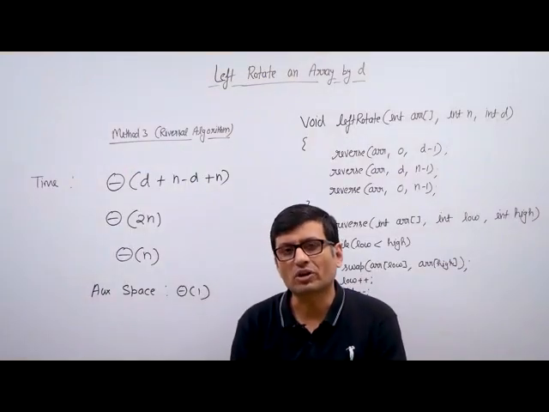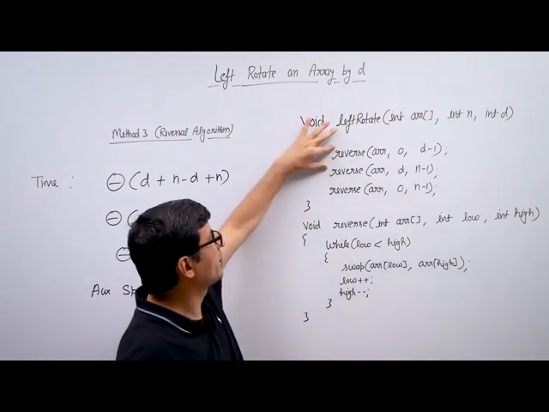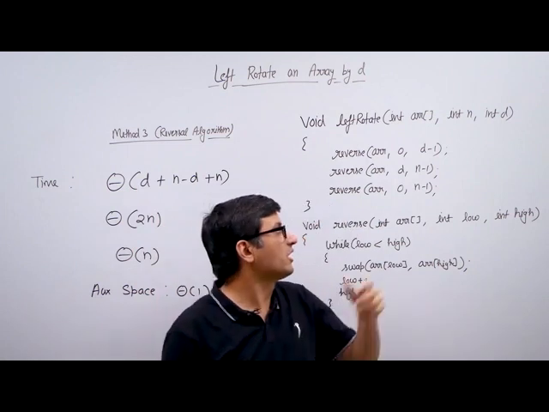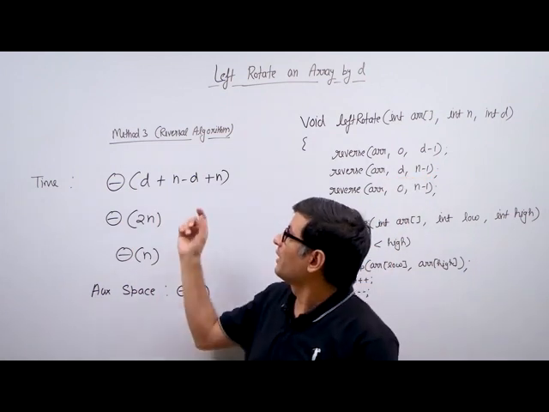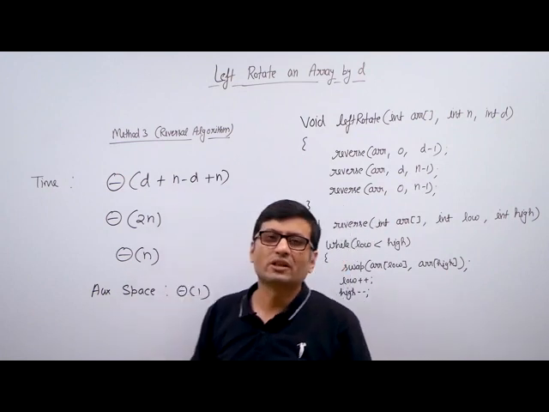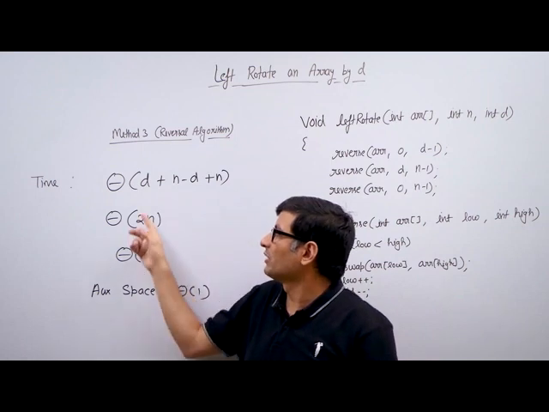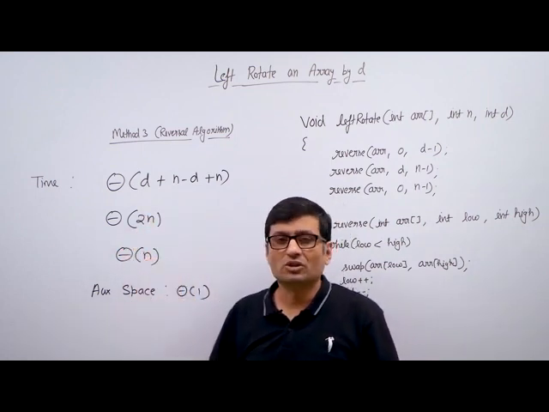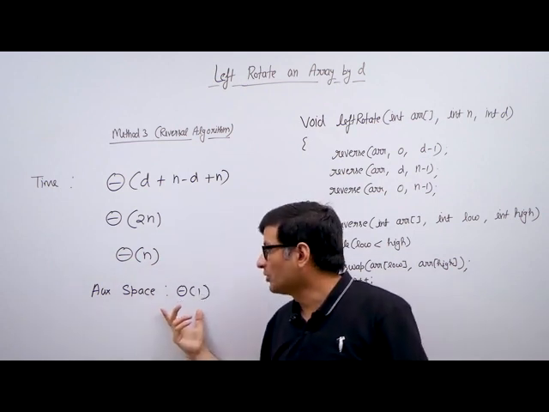Let us now talk about the time complexity of the solution. This solution does a reverse for an array of size d, so we have theta d work. Then it does a reverse for an array of size n minus d, so we have n minus d work here. Then it reverses the whole array, so we have n work here. And if we sum all these, we get theta 2n, which is theta n. So the time required by this algorithm is theta n, and the auxiliary space required by the solution is theta 1.